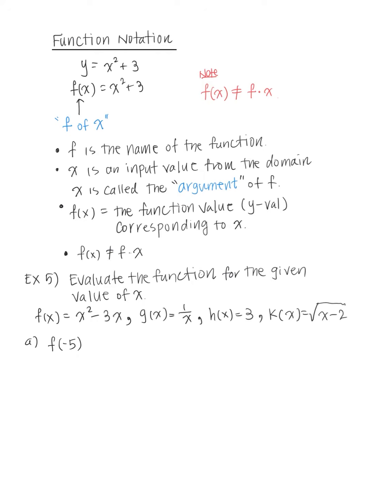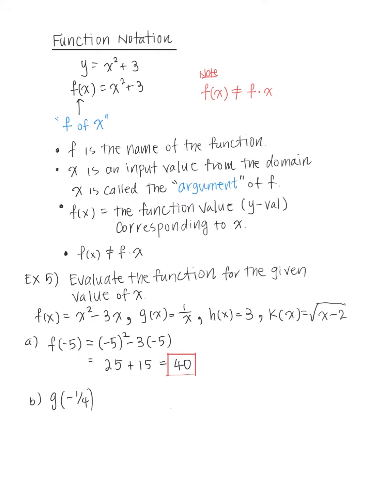So here what we need to do is this. Since x is being replaced by -5, wherever you see your x, you're going to replace it with -5. But be careful, -5 in the parentheses because the negative sign is attached to 5. Okay, so then let's go. So this should be parentheses -5 squared minus 3 times -5, which is going to give us positive 25 and then plus 15. So that's going to be 40, and that's the answer.